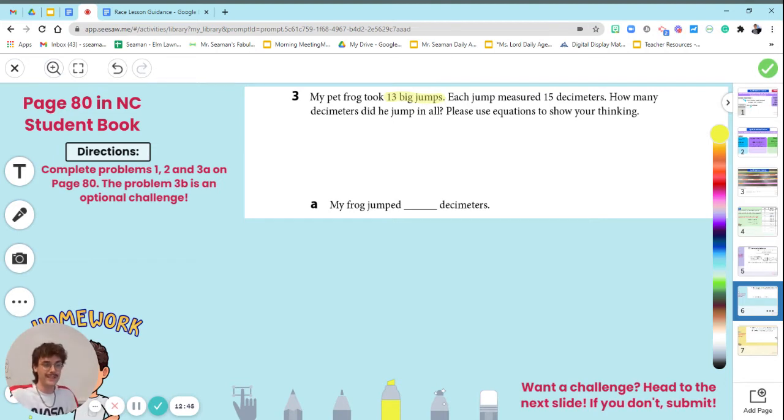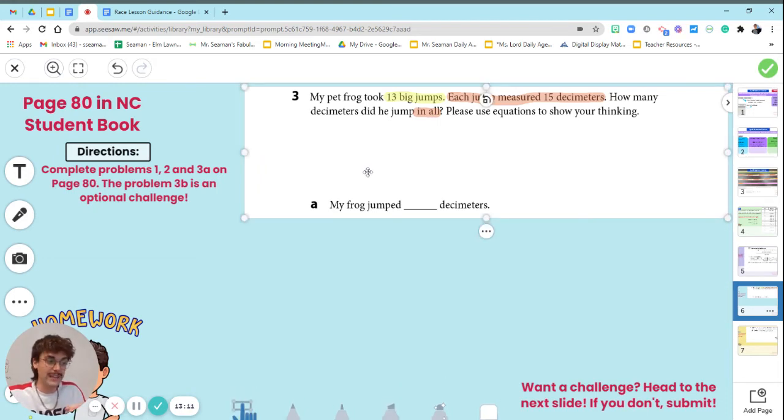Each jump measured 15 decimeters. That seems like it's pretty important. So I'm going to go ahead and highlight that each jump measured 15 decimeters. How many decimeters did he jump in all? So what I have to figure out is how many decimeters did he jump in total? Because in all, that's our total.